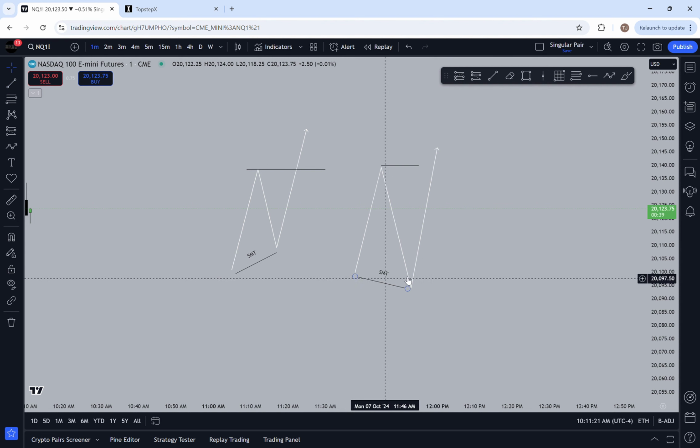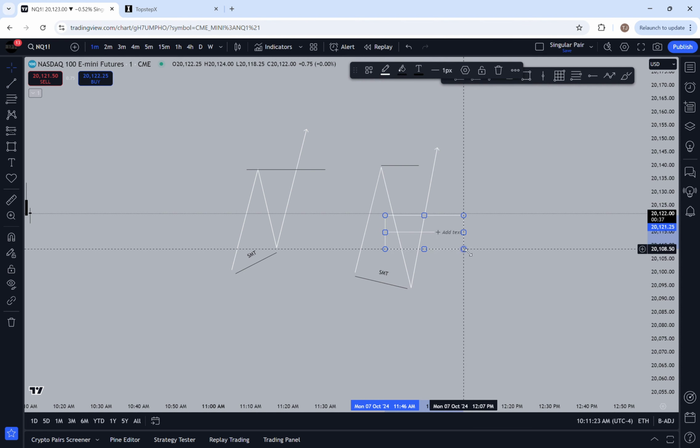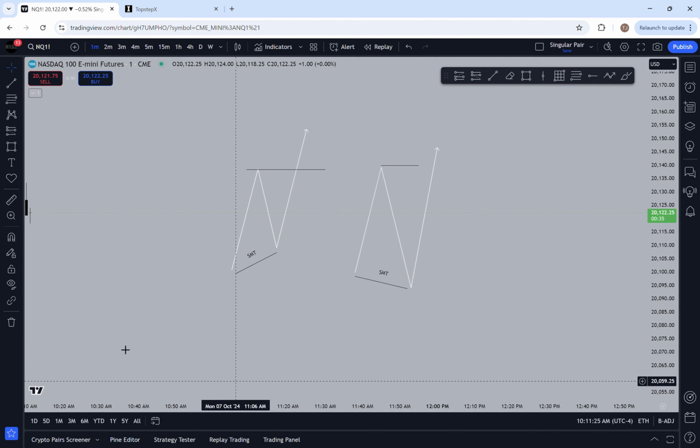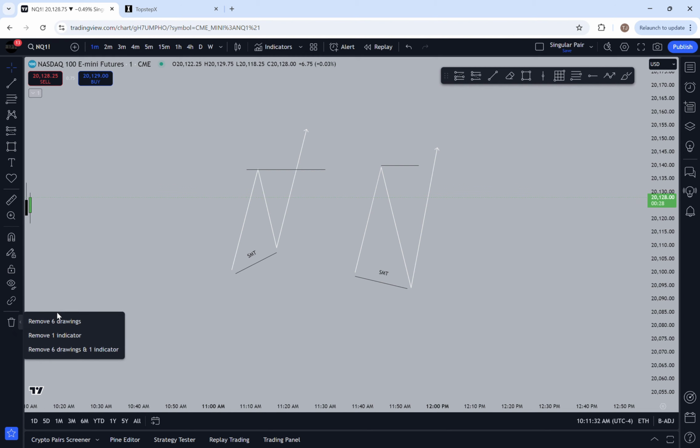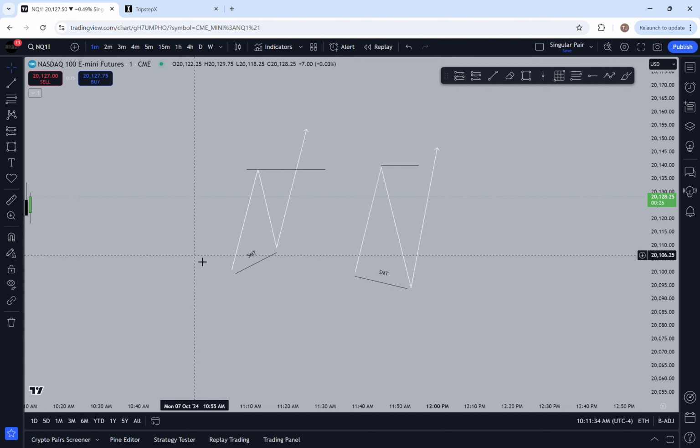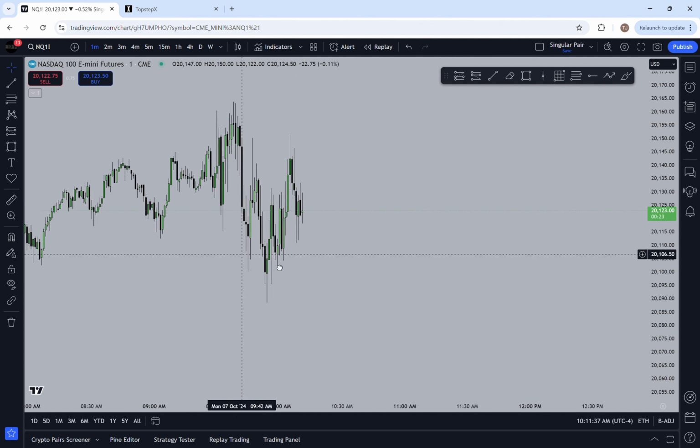This is where, when you see SMTs, you can look for your inversion fair value gaps. You can look for all your confluences to your trades. This is just another confirmation tool. And a lot of times when the market reverses, it's because of SMTs happening. So, let me get an example.